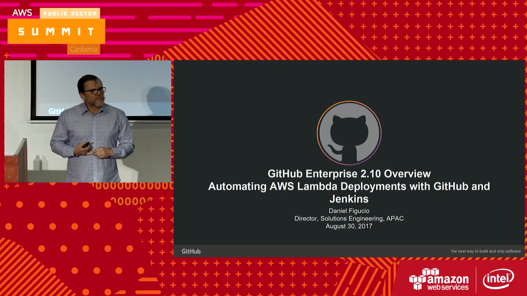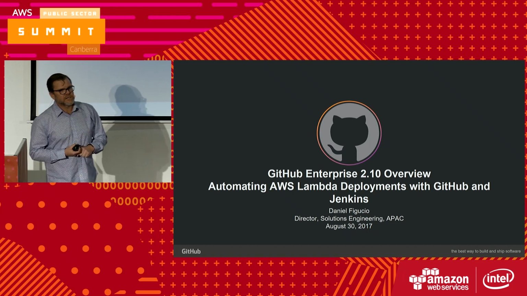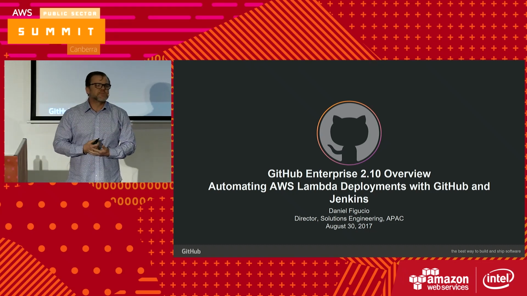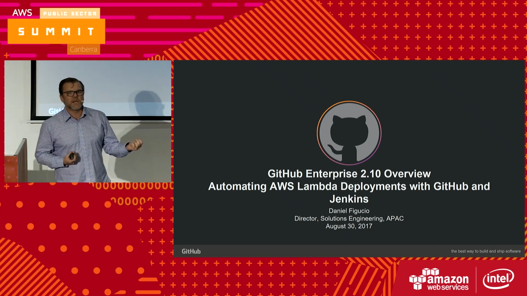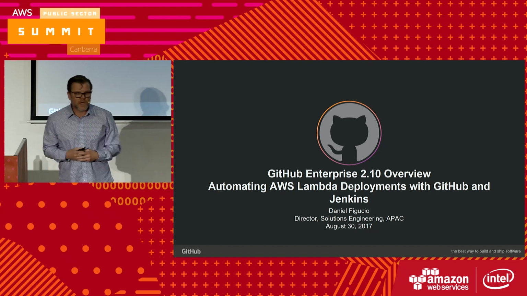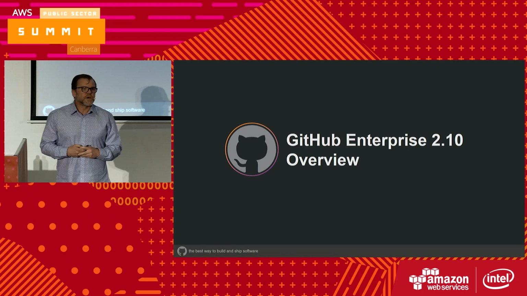So what we're going to go through first is just a quick overview of what's new in GitHub Enterprise 2.10, which we released a couple of months ago. And then what I'm going to do is take you through a simple scenario where we're going to use GitHub and Jenkins to automate a deployment of your Lambda function, up into AWS Lambda. So let's get stuck into that overview first.